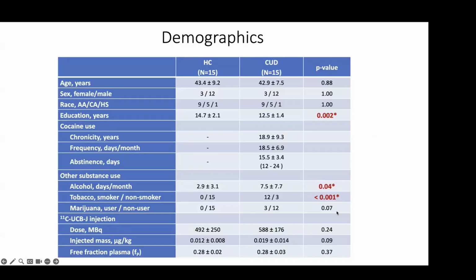These are the results in terms of demographics. The participants were matched, like the cocaine group with the healthy control were matched by age, sex, and race. They were different in terms of years of education, alcohol use, and tobacco use. None of the healthy controls were smoking cigarettes. And we saw no difference in terms of the injected dose of the ligand or the free fraction of the ligand.